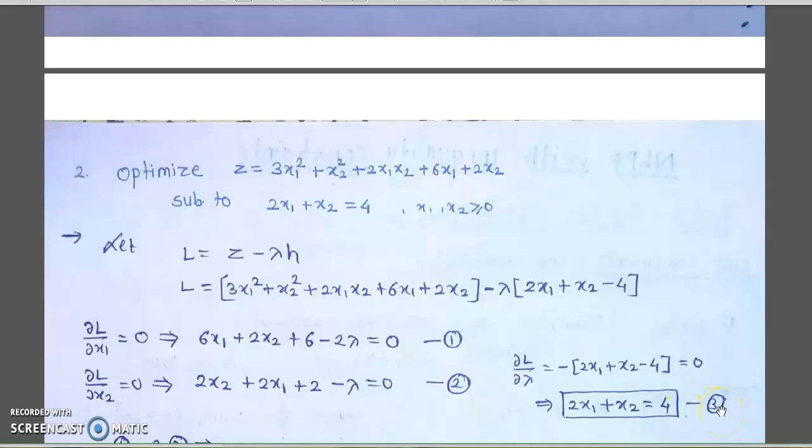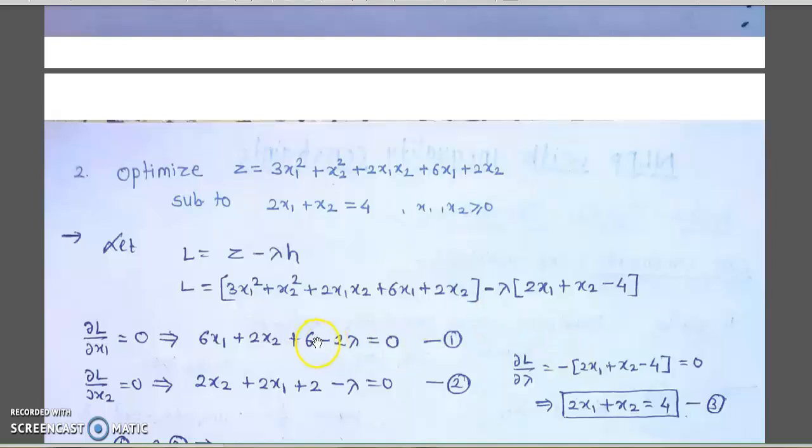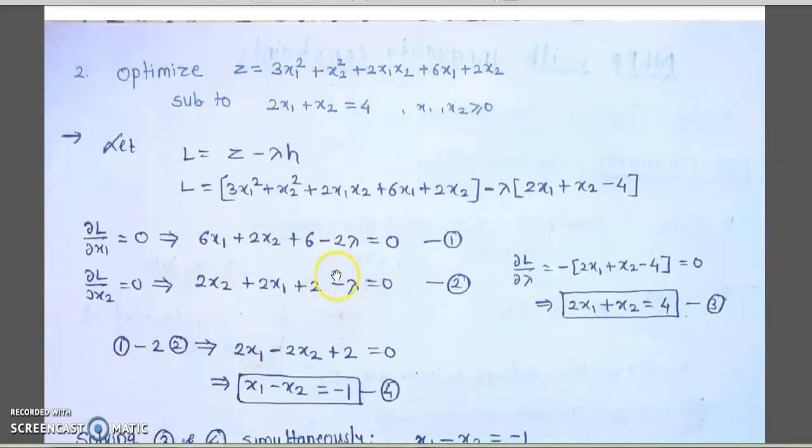Now to find x1 and x2 values, we have equation number 3 already in x1 and x2. If we are able to find one more equation in x1 and x2, we can solve them simultaneously to get the corresponding point. So here are equations 1 and 2. If we eliminate lambda from these two equations, we get a resultant equation in x1 and x2. So what we did, we multiplied the second equation by 2 and subtracted that new equation from equation 1. So equation 1 minus 2 times equation 2 gives us 2x1 minus 2x2 plus 2.